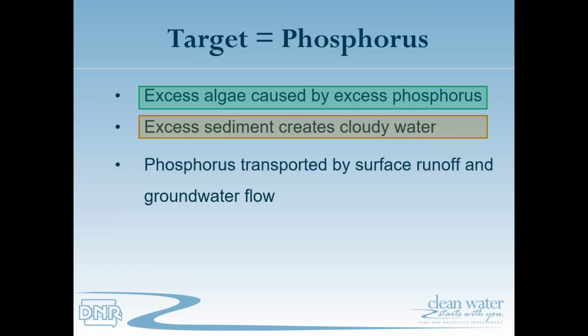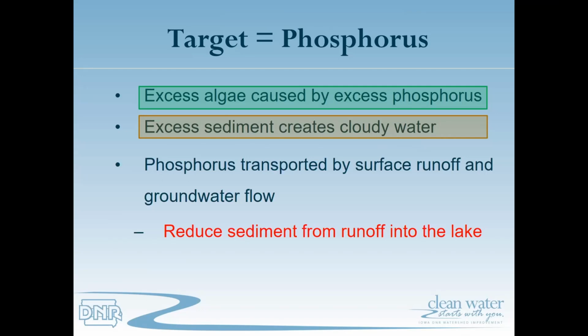Phosphorus is transported by surface runoff or groundwater flow, depending on the topology of the area. So if you imagine runoff from a field after a heavy rain, you'll see that cloudy water. What you're seeing is silt sediment that also has phosphorus bound to its surface. And so what we want to do is to try to reduce sediment from runoff into the lake, which will hopefully reduce phosphorus as well.